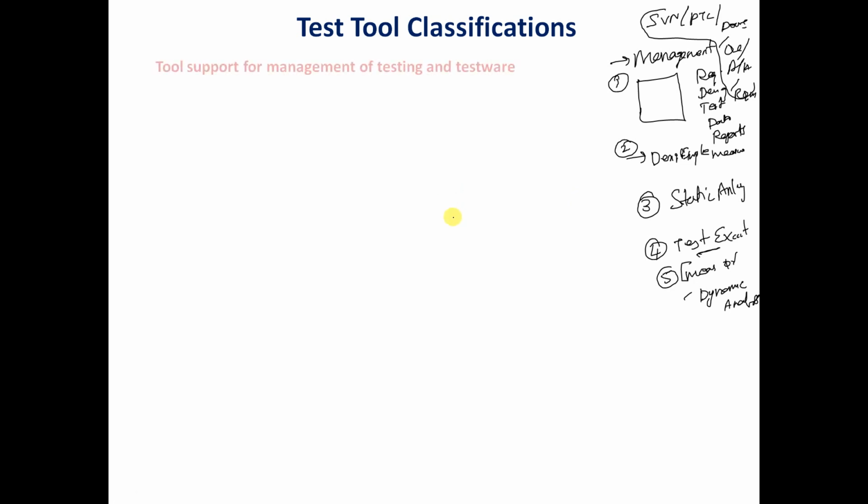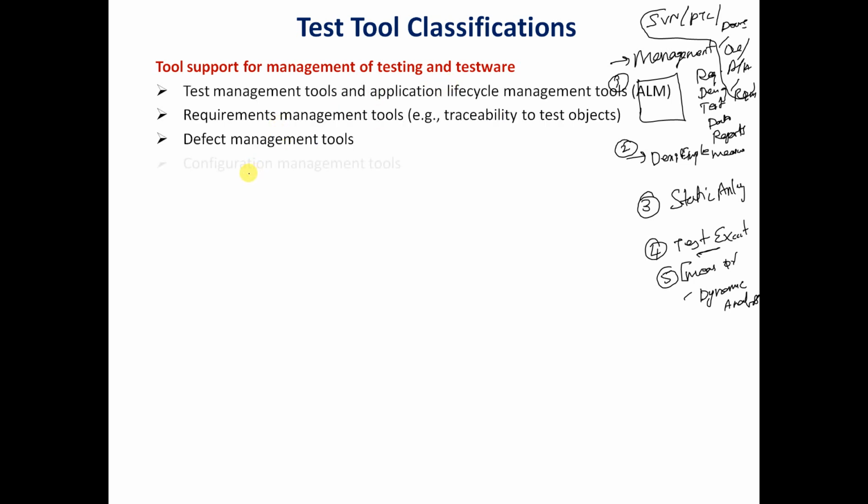Let's see it one by one, and you can check whether you are able to remember this. So, tool support for the management of testing and testware. This is the first one. In this management category we again have five classifications: test management tool, requirement management tool, defect management, configuration management and continuous integration tools. Here the D means it is used by the developers; the other four are used by the testers. So under management tools you have these five classifications.